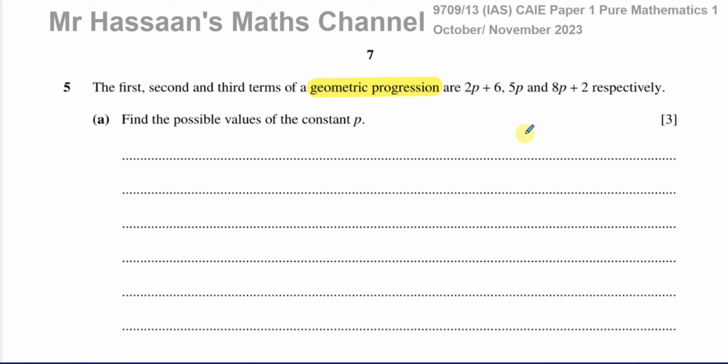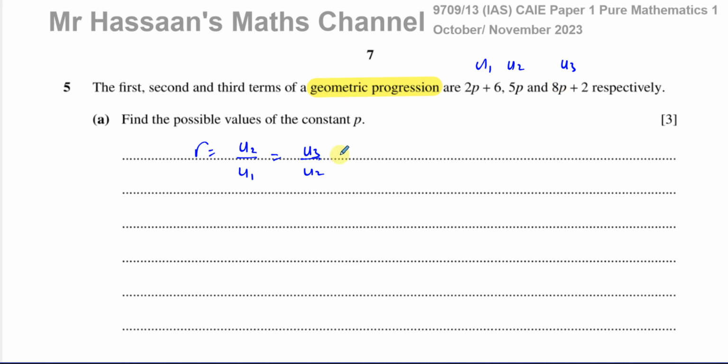So for example, this is the first term, let's call it U1, the second term, U2, the third term, U3. The common ratio is given by taking the second term and dividing it by the first term, and it's also given by taking the third term and dividing it by the second term. A term divided by the previous term will give you a constant ratio each time.